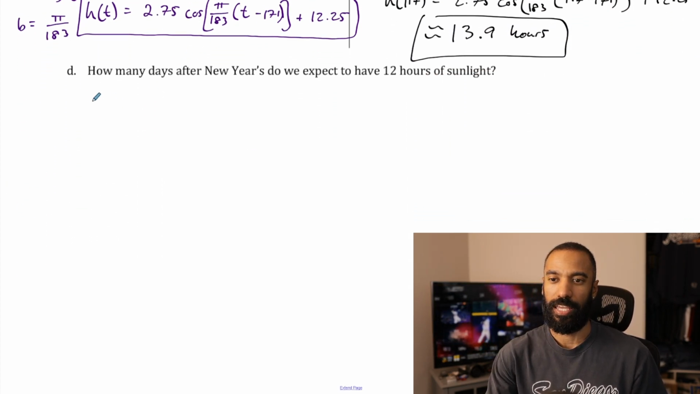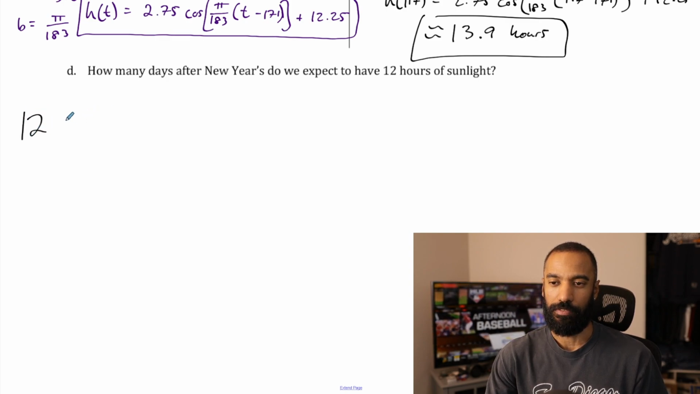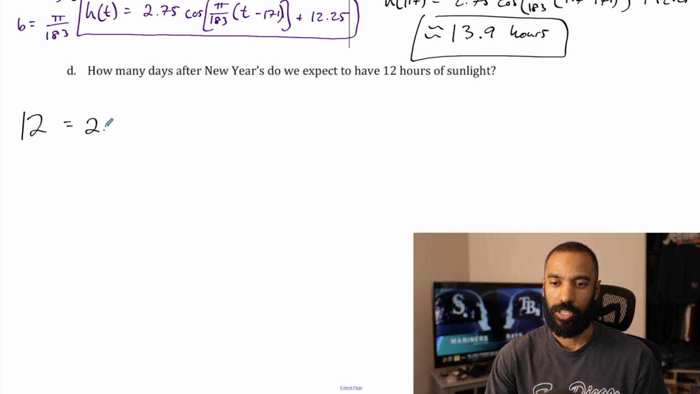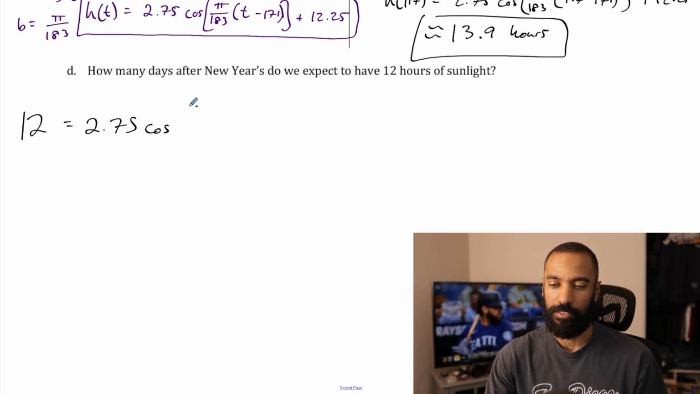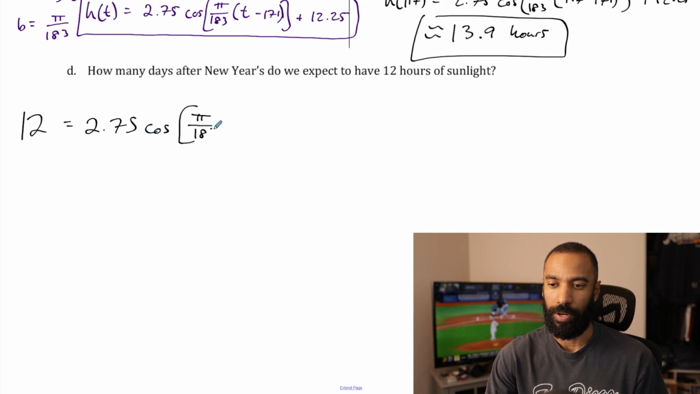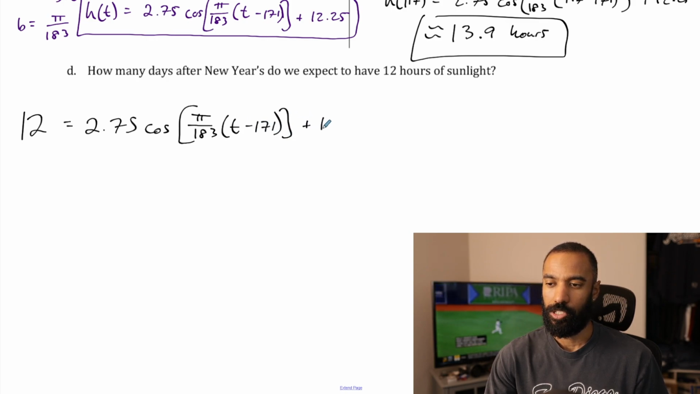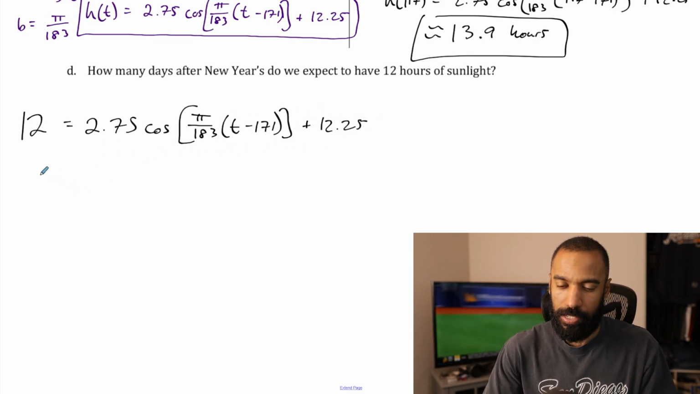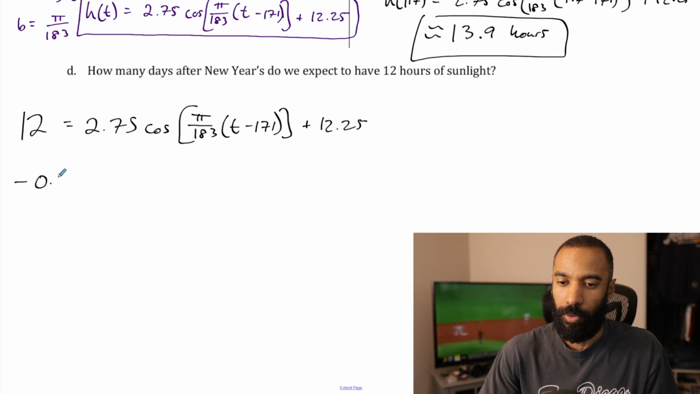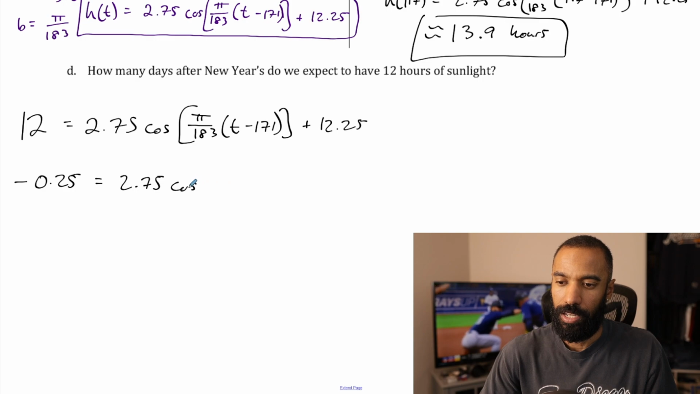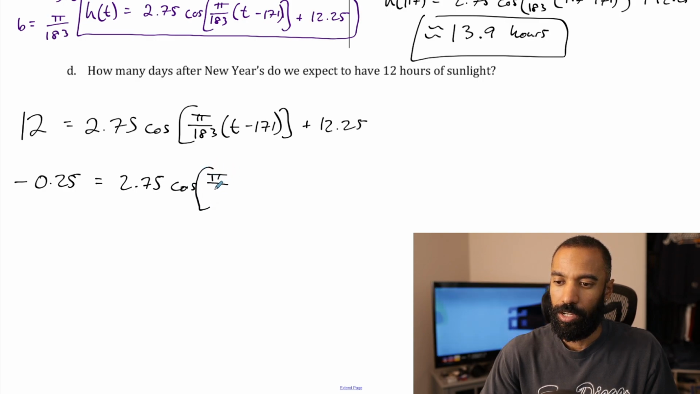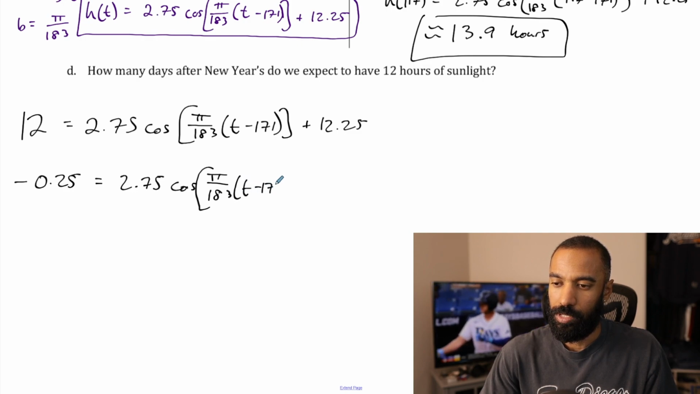So 12 hours of sunlight, I substitute 12 in for h of t. And this will be 12 equals, this is the last problem, by the way, 2.75 times the cosine of pi over 183 times t minus 171 plus 12.25. I'm going to subtract 12.25 from both sides. That looks like negative 0.25 equals 2.75 times the cosine of pi over 183 times t minus 171.